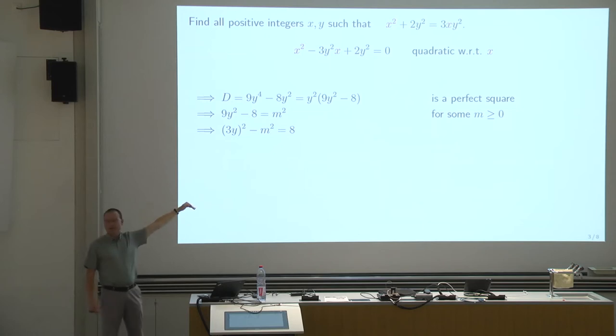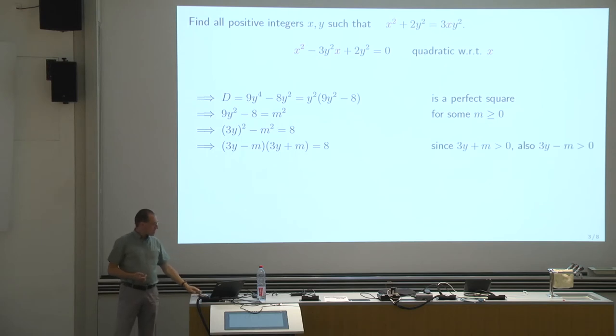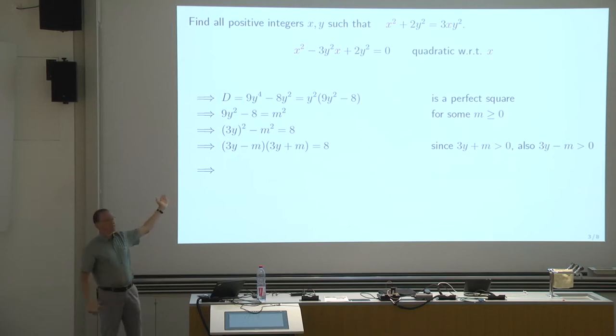It's very convenient to rewrite the equation in this way. Bring the m squared to the left, bring the 8 to the right, because now you can factor the left-hand side. How do you factor the left-hand side? Absolutely, (3y minus m) times (3y plus m). Now, notice, y is positive, m is non-negative. So 3y plus m, the second factor, is positive. Therefore, the first factor also has to be positive. What can you say? 8 is written as a product of two positive integers. Which one is the smaller of them? 3y minus m is smaller than 3y plus m. How can you possibly write 8 as the product of two positive integers, where the first one is smaller than the second?